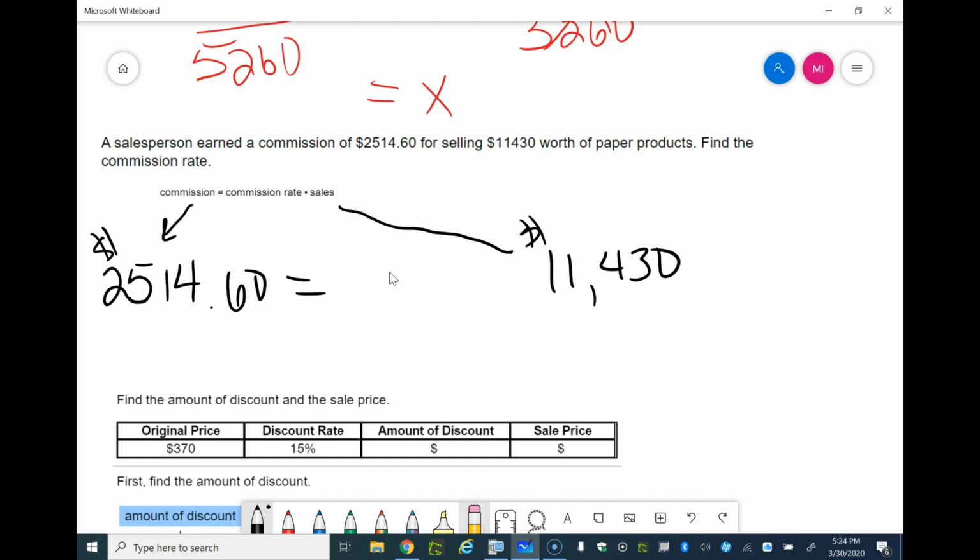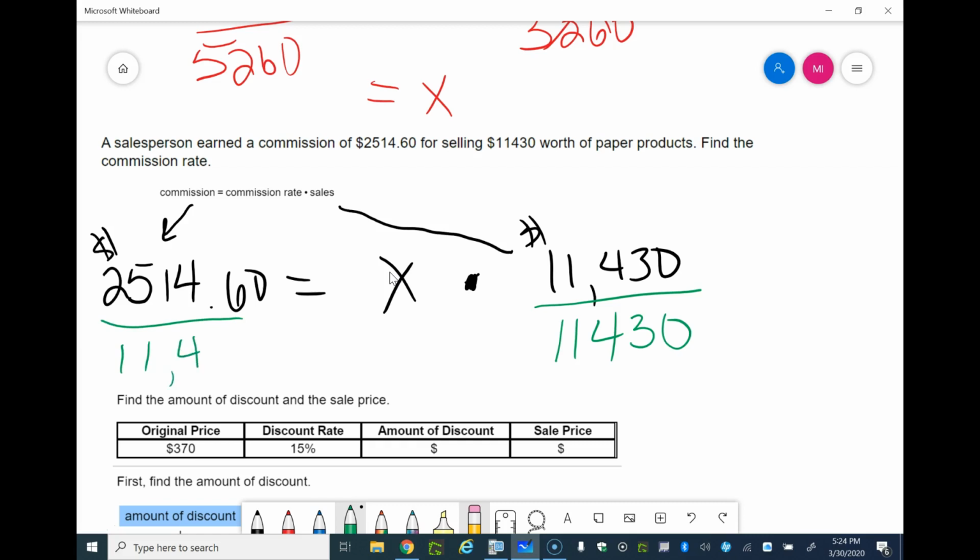What we're looking for is the commission rate. So we're going to figure out how much the job is actually paying us. That's going to be our X. So X times the 11,430 gives us our paycheck. Once again, because both of these are being multiplied together, I'm going to take this number here and do the opposite, which is division, on both sides. Write this one down, and we're going to go to our calculator.